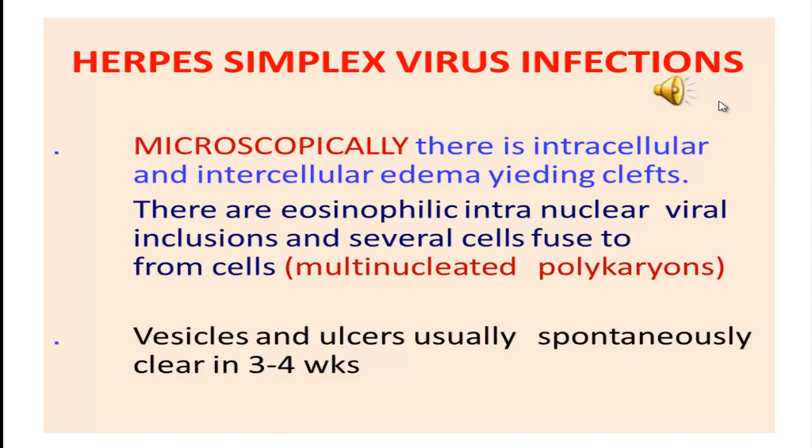Microscopically, there is intracellular and intercellular edema yielding clefts, a phenomenon known as acantholysis. There are eosinophilic intranuclear viral inclusions and several cells fuse to form cells known as multinucleated polykaryons. The vesicles and ulcers usually spontaneously heal in 3 to 4 weeks.